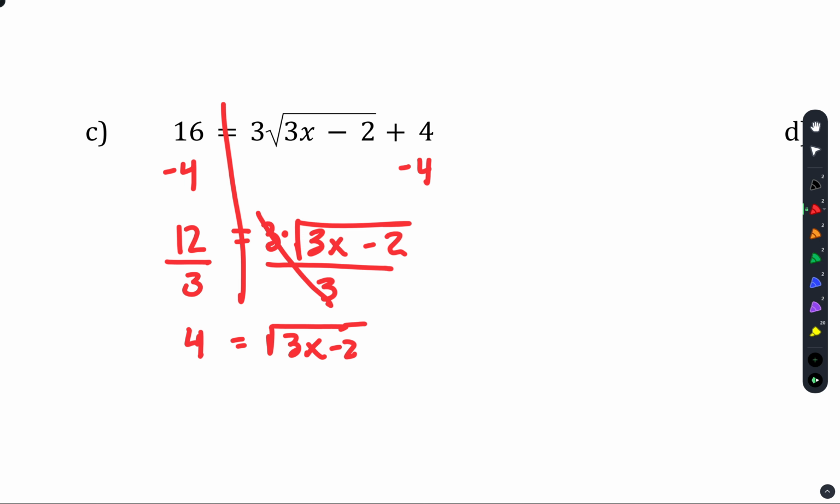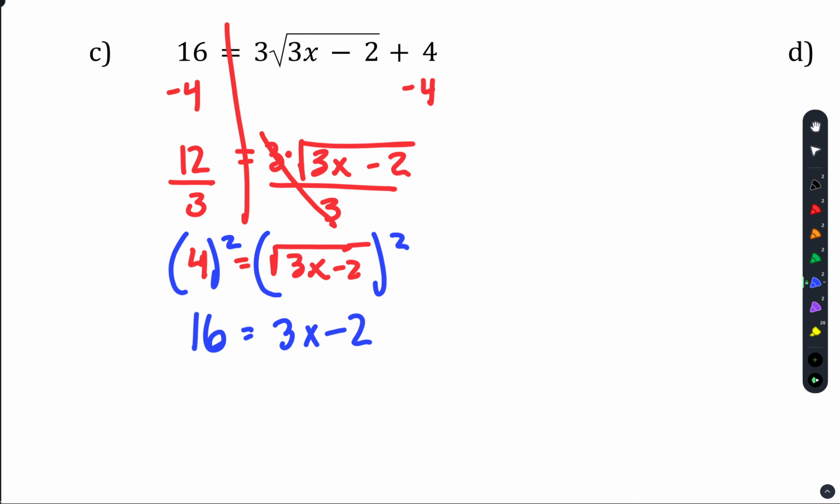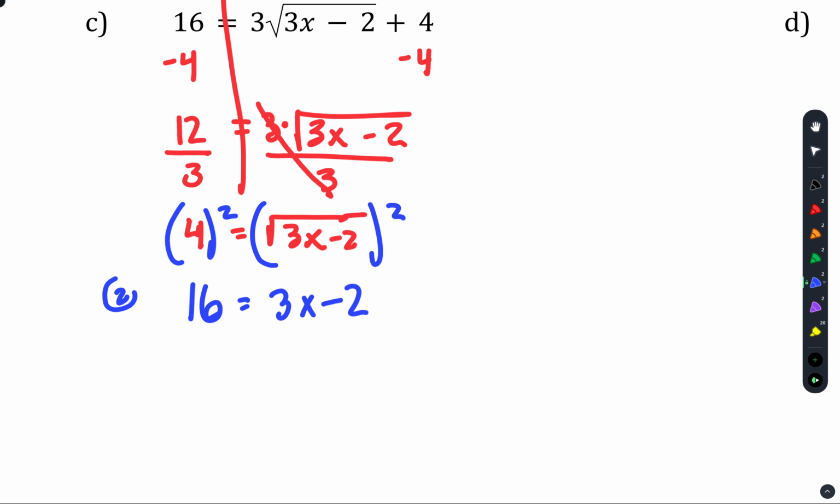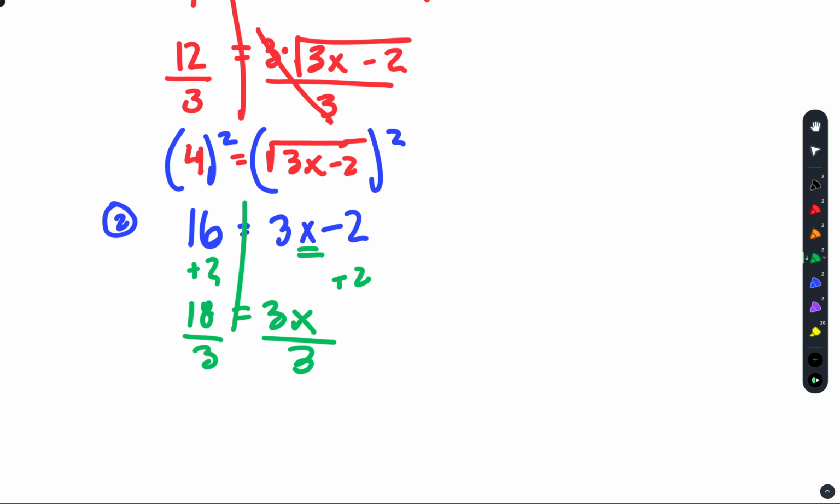From here, what do I do? Square both sides. On the left side, I should have 16. On the right side, I'm not changing anything on the inside. It's just 3x minus 2. That's step 2. And step 3, final step, I need to isolate this x. So I'm going to add 2. And I'm going to divide by 3.